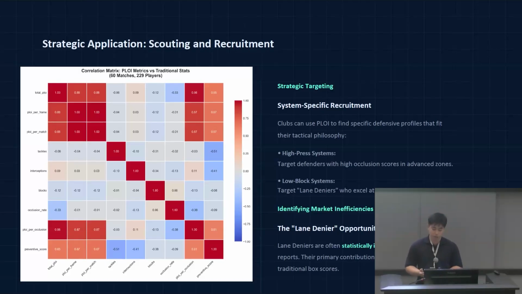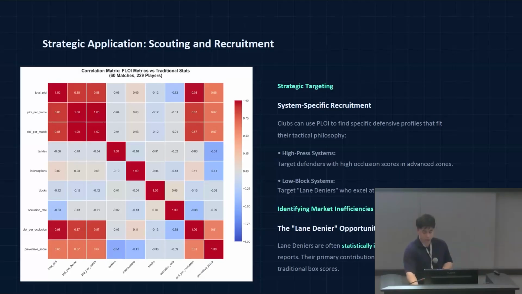The second coaching application is compactness PLOI, which is PLOI normalized by the size of your defensive shape. This is especially useful for low block teams, where you might concede territory by design, but can still be extremely effective if your compact block denies central progression at a high rate per square meter.